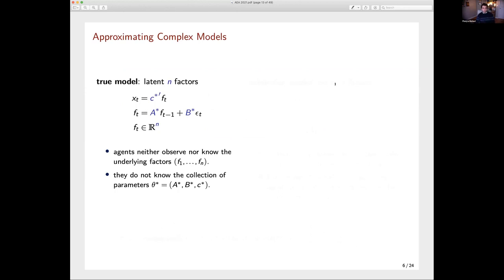As I said earlier, we're going to assume that the true model is an n-factor latent model. There are n latent factors denoted by ft. This is the vector of the n factors that follow some autoregressive process with Gaussian innovations. And the fundamental xt is some linear function of ft with a vector of loadings that is denoted by c star. Now, importantly, we're going to assume that the agents do not observe or know the underlying factors that affect the fundamental. They also don't know the collection of parameters theta star that describes the true process for the fundamental.